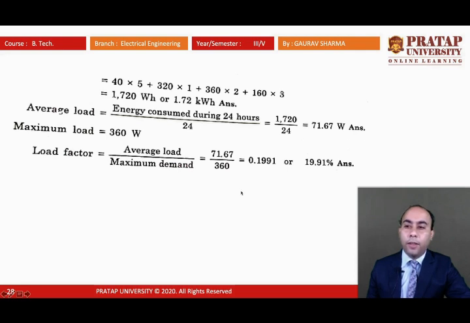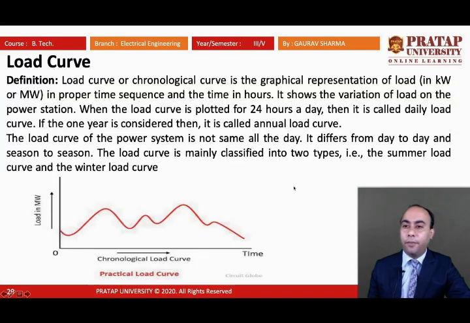So 71.67 watt is the average load, and the maximum load is 360 watt, and the load factor is the ratio of average load divided by maximum demand. So we calculate the load factor and the percentage load factor.